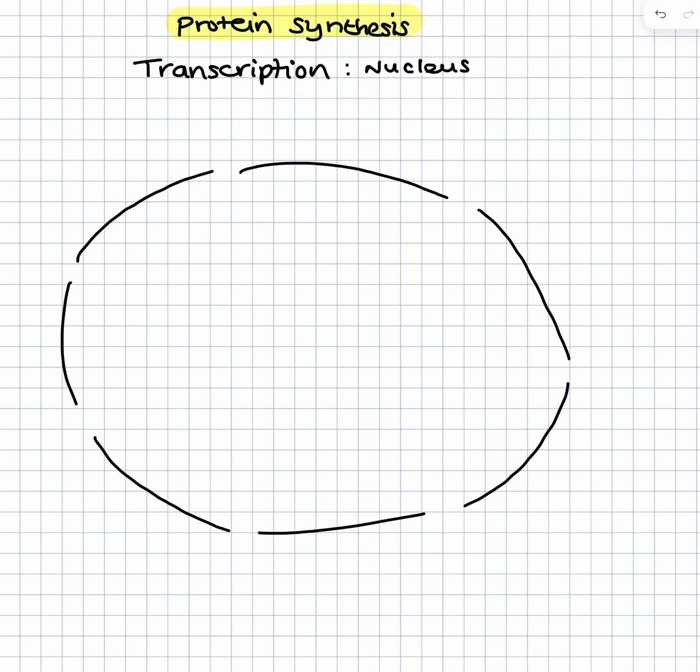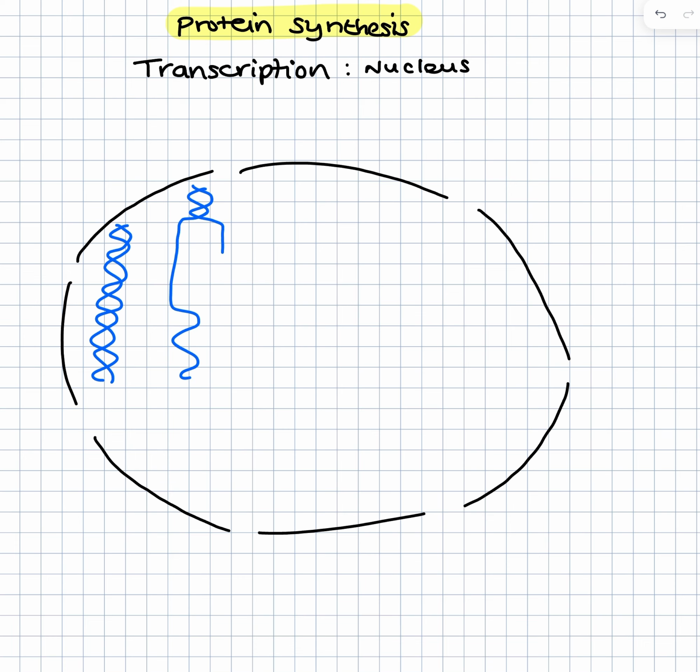Hello everyone, in this video I'll be making notes for the process of transcription, the first stage in protein synthesis. All of this process takes place in the nucleus. We start with a molecule of DNA, a section of that DNA we call a gene.